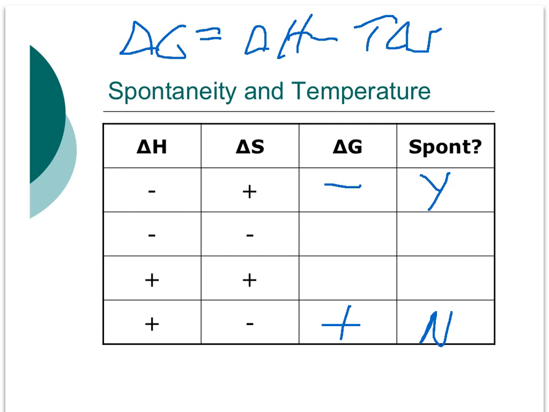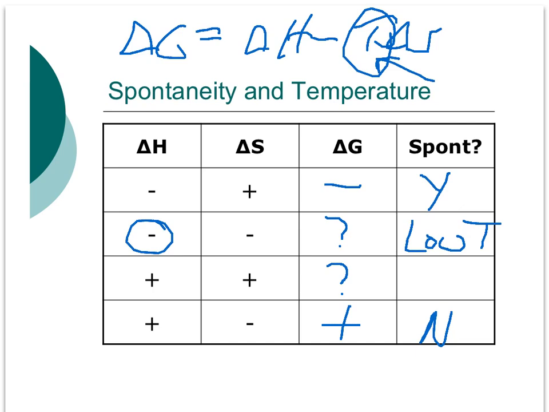Then the middle two cases, the negative, negative and positive, positive, the delta G's are undetermined with those signs. It ultimately comes down to the question of temperature. In the minus minus case, you want to de-emphasize temperature because you want this negative enthalpy to carry the day. So you can make it spontaneous at low temperature. In the positive case, you want to emphasize the temperature term so that the positive entropy dominates. Thus, you can get the reaction to be spontaneous at high temperature. So this is really the summary of spontaneity.